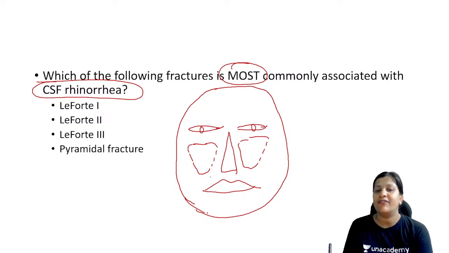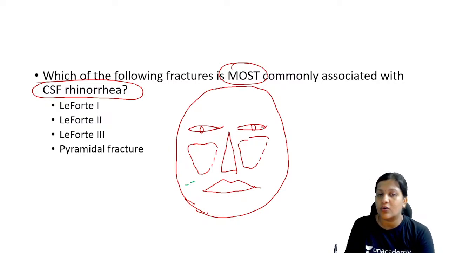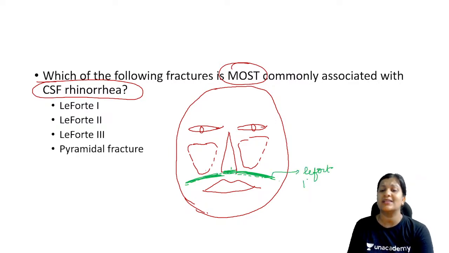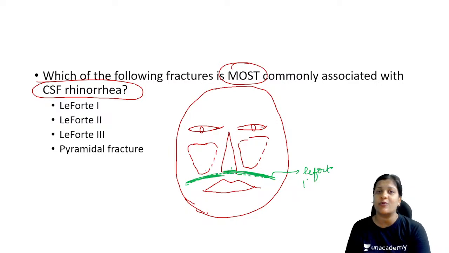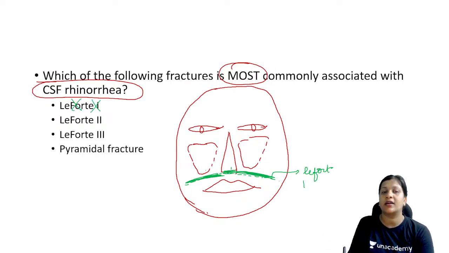So what is a Le Fort 1 fracture? The fracture goes through the floor of the maxillary sinus and the floor of the nose. So this is the floor of the nose, and this is the floor of the maxillary sinus. This fracture is called Le Fort 1. Is this anywhere in close proximity to the CNS to cause CSF rhinorrhea? No. So Le Fort 1 cannot essentially cause any CSF rhinorrhea.